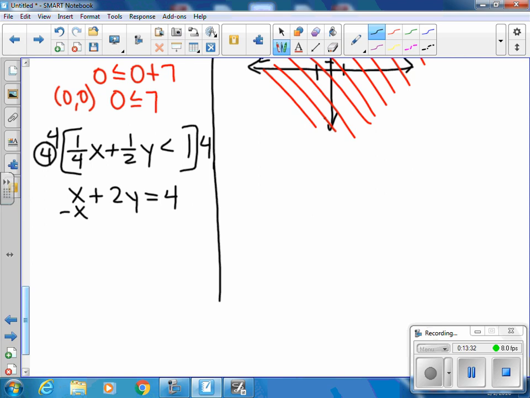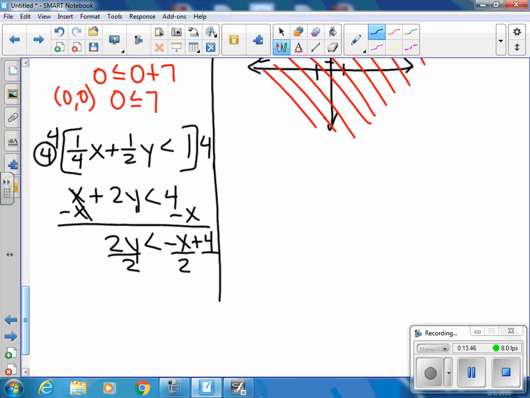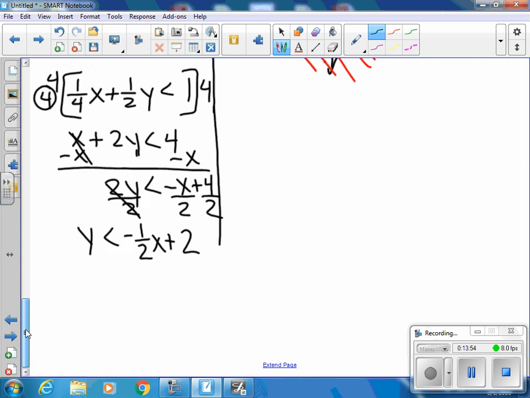So I'm going to subtract x. Oops, no equal sign. You have to be careful to catch yourself when you do that. It is a less than sign now. All right, so you have to subtract your x. So you have 2y is less than negative x plus 4. Divide everybody by 2. And your final inequality you're going to graph is y is less than negative 1/2 x plus 2. And that's what we want to graph here on the next grid.